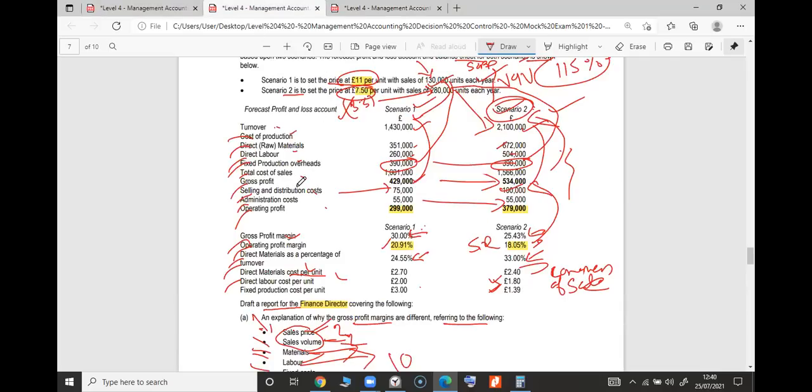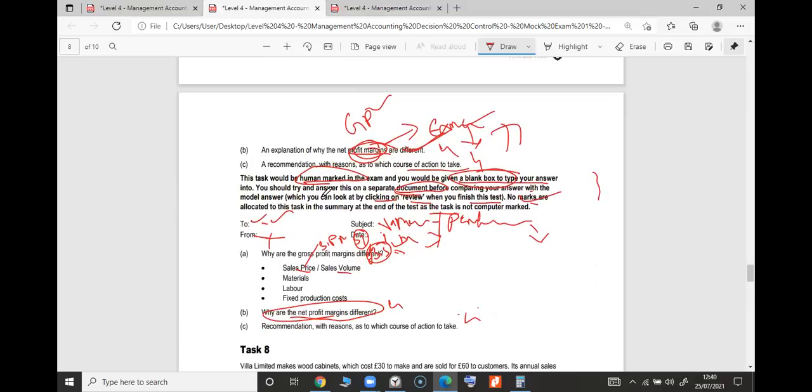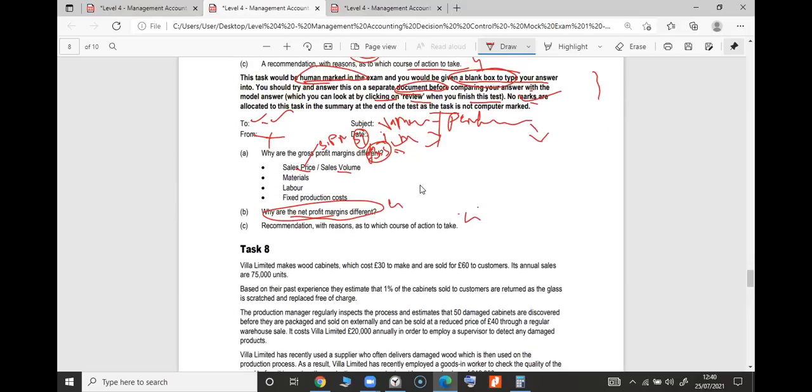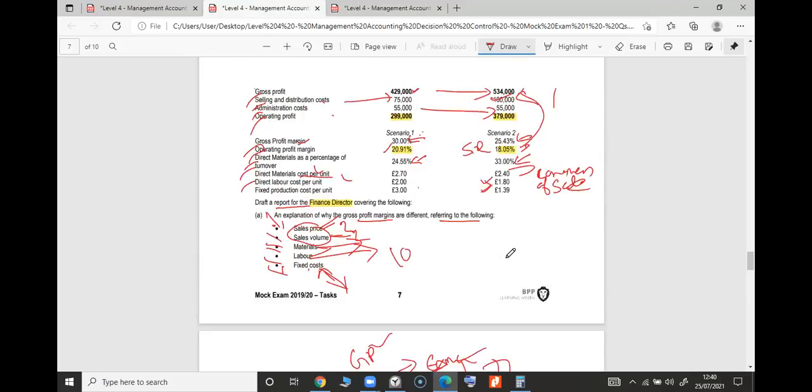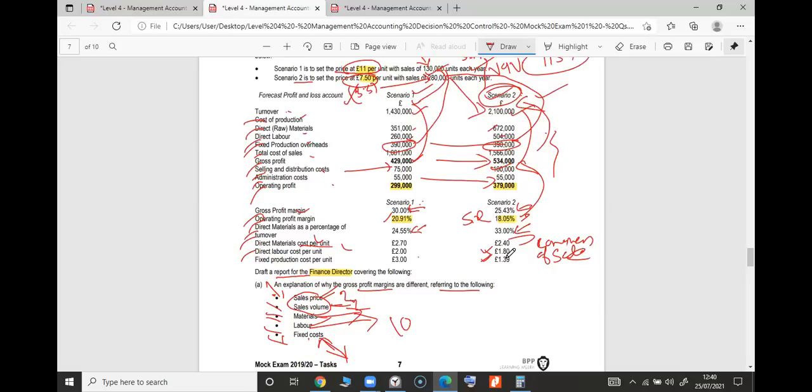That's that. Moving on to part C, recommendation, with reasons as to which course of action. Tell me, I would like to hear from you. Which one do you recommend, scenario 1 or 2, from these ratios? I got one answer from Omid. Write me why. Shazad is 2. Okay, write me why. Maha is 1.